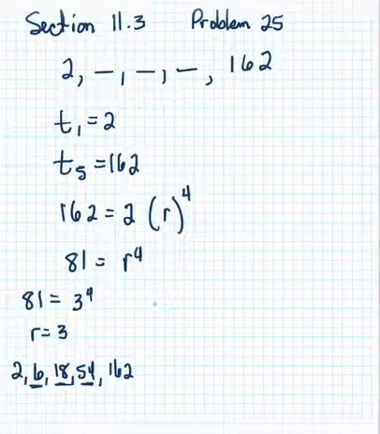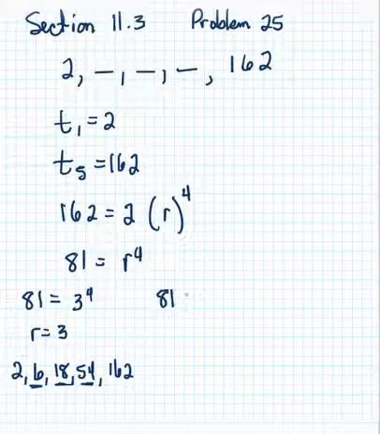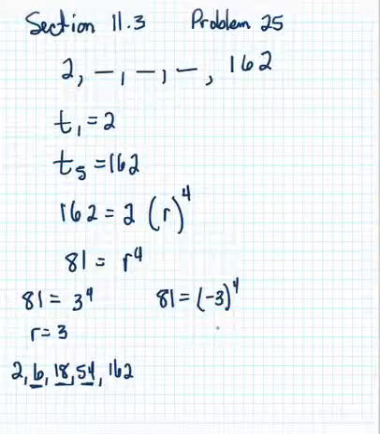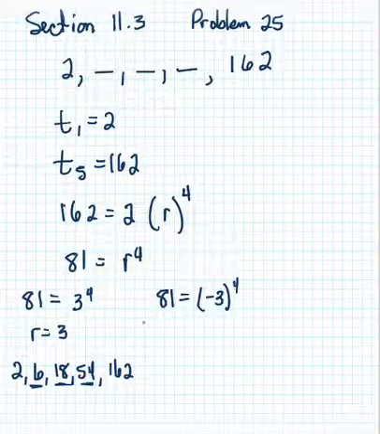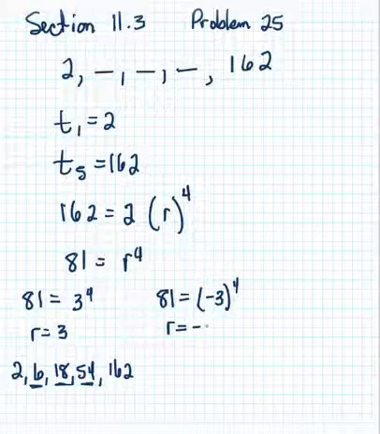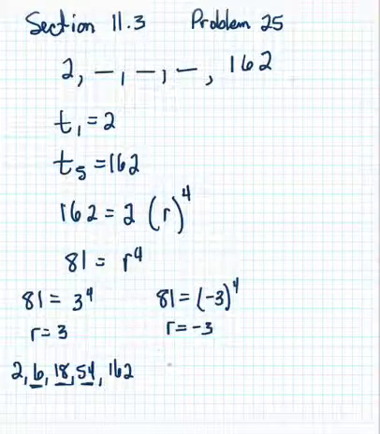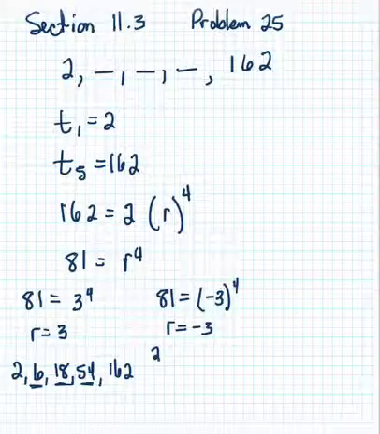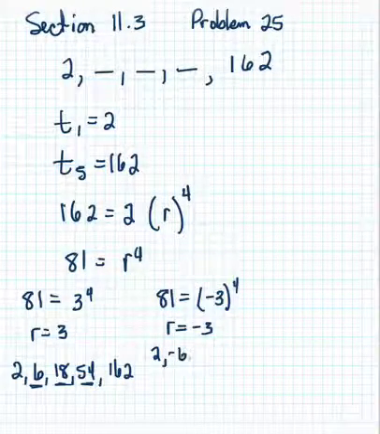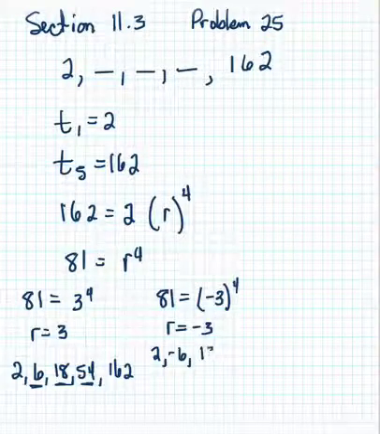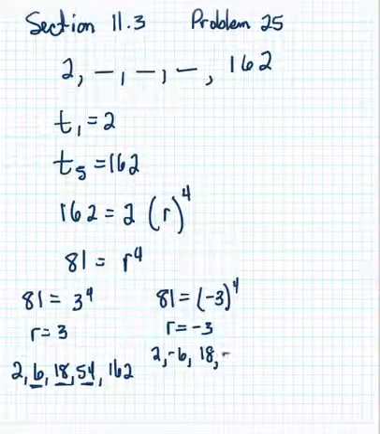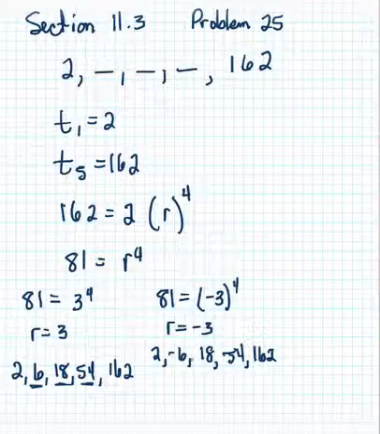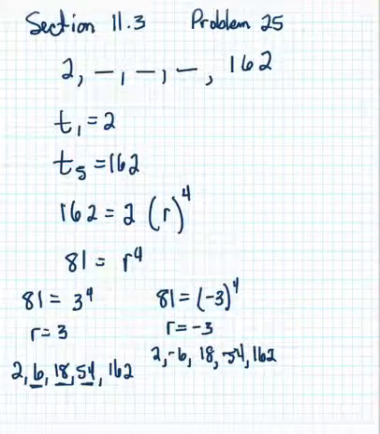All right, that's one possibility, or we could look at this one right here. We could say negative 3 to the fourth, because negative 3 to the fourth is also 81. So my common ratio could be negative 3, and that would give me the sequence 2 times negative 3, which is negative 6, times negative 3 is positive 18, times negative 3 is negative 54, and then positive 162. That's what happens in the real number plane.